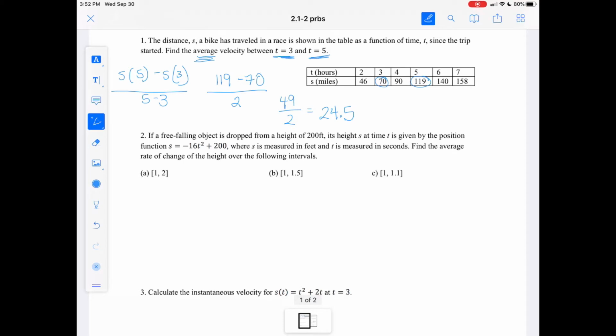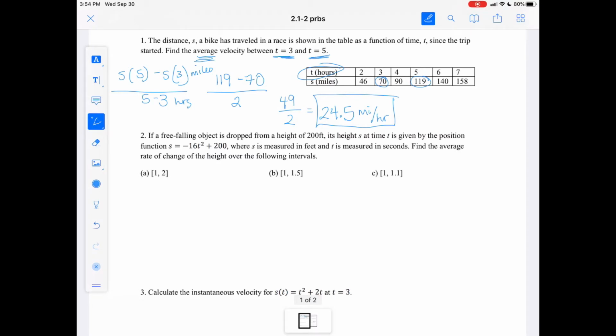So let's look and see, what are the units for the y values? That's in miles. So we know that this value is in miles. Our x or t is in hours. So this would read miles per hour. Keep that in mind. No units, no credit.